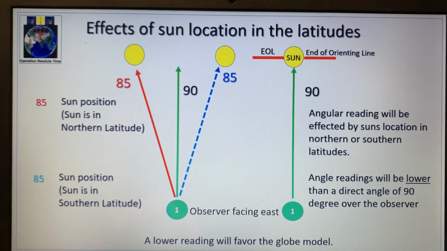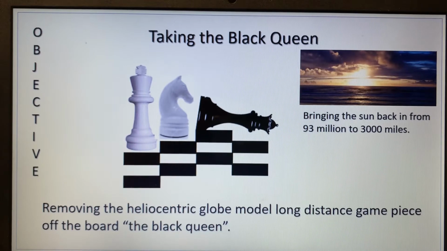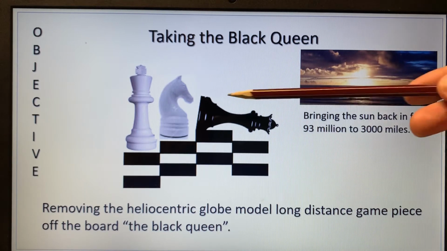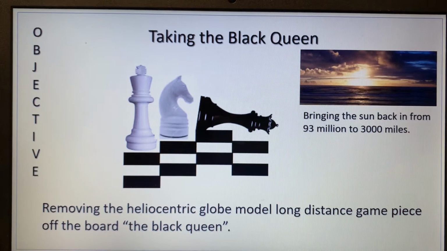It's just sun location. And what's the real objective here? The real objective is, I coin it, taking the black queen, or removing the heliocentric model long distance game piece off the board, and that's the black queen. If you're familiar with chess, you know that queen can do a lot of damage long distance wise, and it can move anywhere on that chessboard. And we want to bring that sun back in from what science says is 93 million miles back into just a little over 3,000 miles, and we can show that through STO. Very simple.